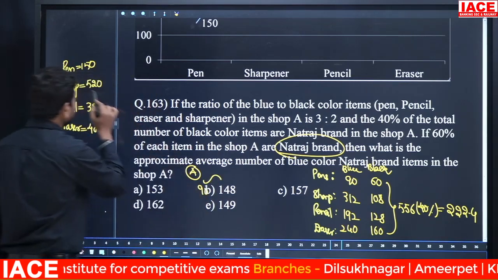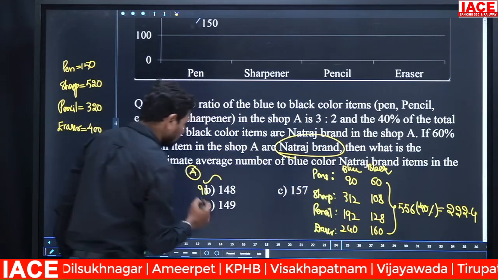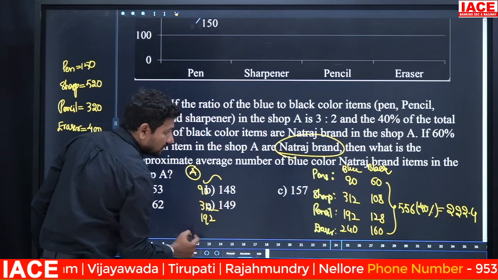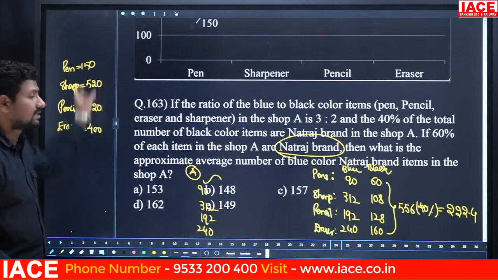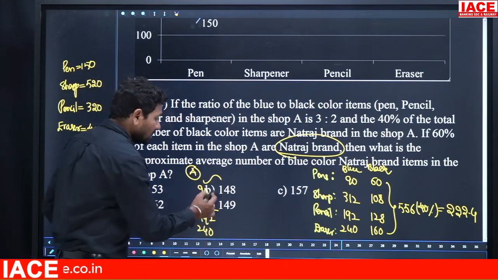Next, 60% of 520 means nothing but 3 parts. It is equal to 312. It is 312 and next it is 192. Next it is 240. Okay. These are the 60% of these values. These all belong to what brand? Nataraj brand. This is the Nataraj brand.